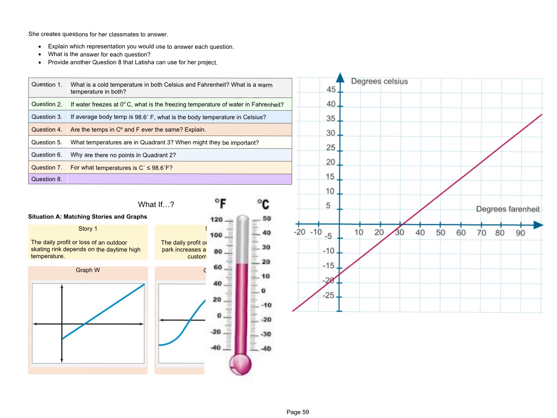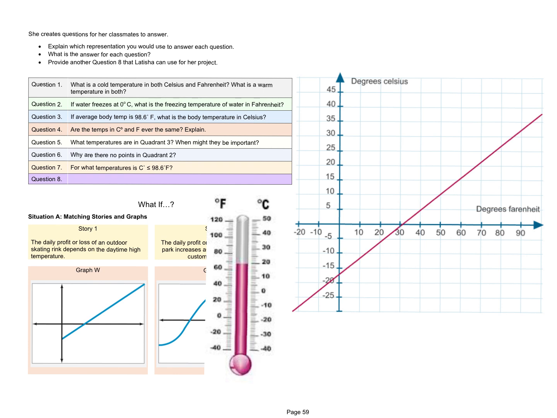All right, question 5. What temperatures are in quadrant 3? When might they be important? So this is quadrant 1, quadrant 2, quadrant 3, and then of course quadrant 4. When temperatures are in the negatives, both Fahrenheit and Celsius, they would be in quadrant 3. And when might they be important? If it's extremely cold weather, like in Antarctica or when we have polar vortexes.